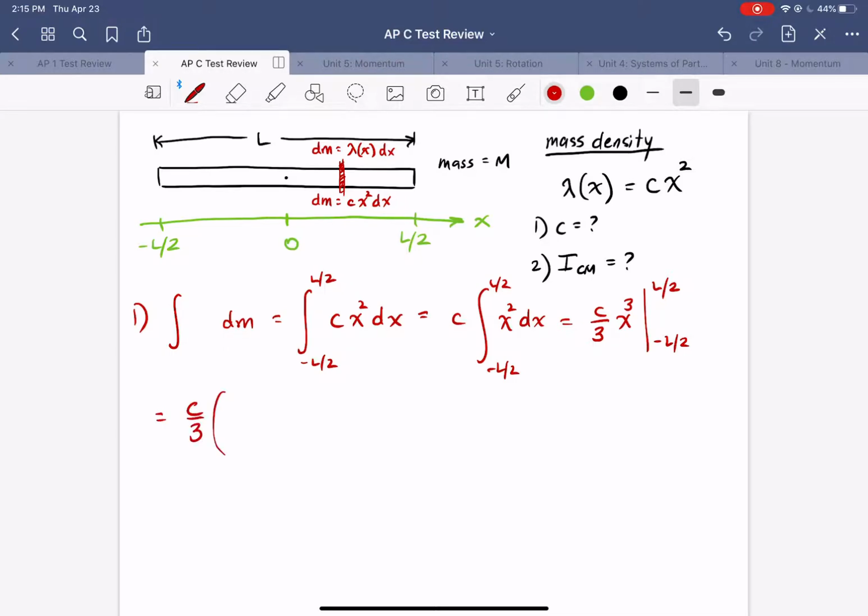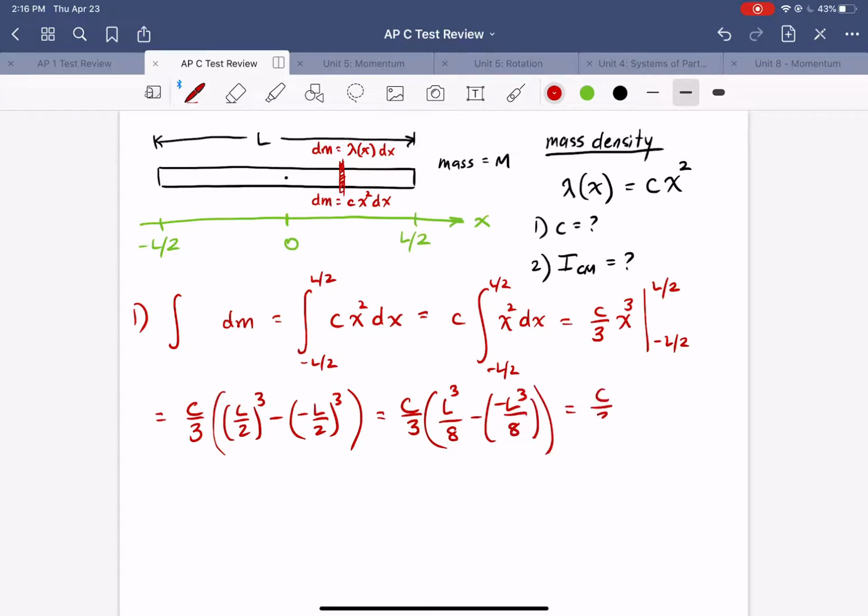All right, so that gives us L over 2 cubed minus negative L over 2 cubed. Luckily, cubics are odd functions, so this will not be 0. We'll have L cubed divided by 8 minus negative L cubed over 8. So that ends up being L cubed over 4, or c L cubed divided by 12.